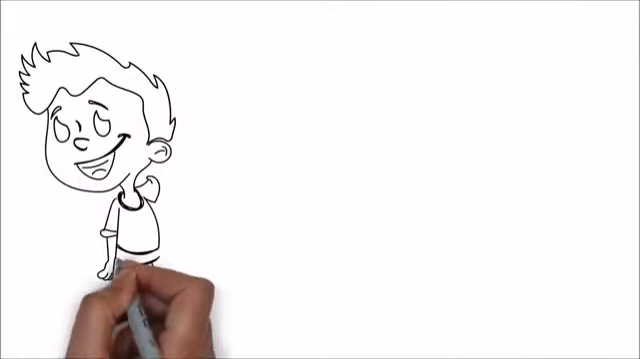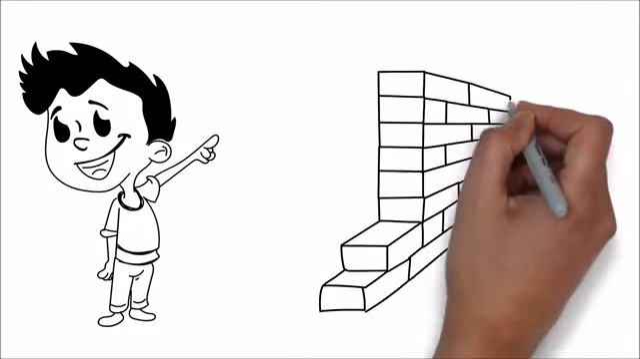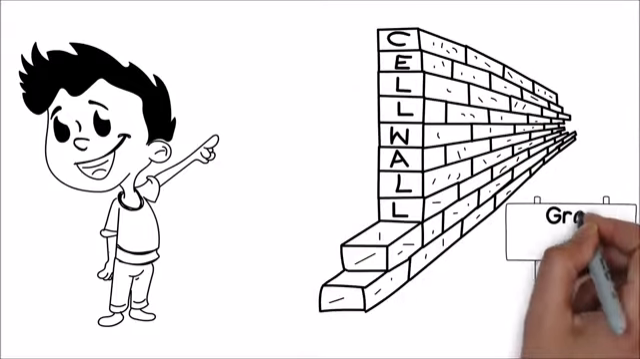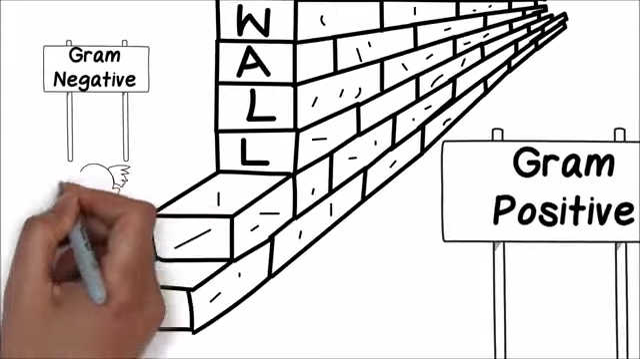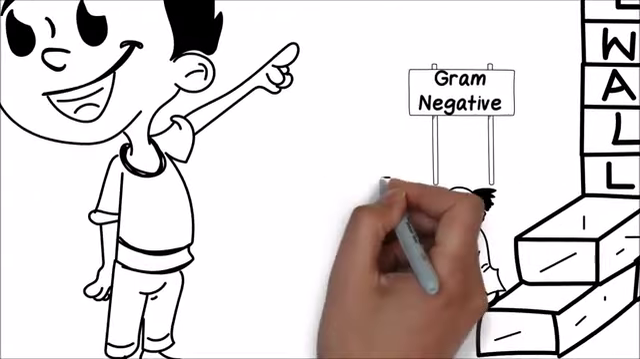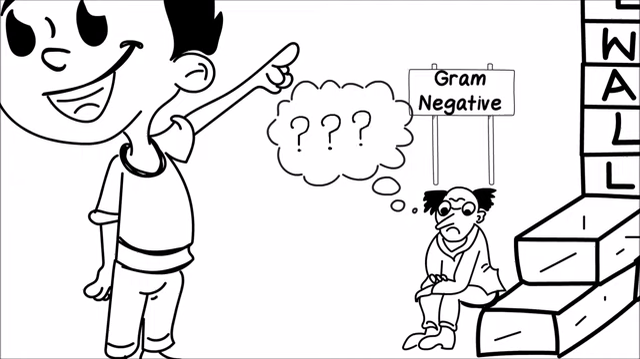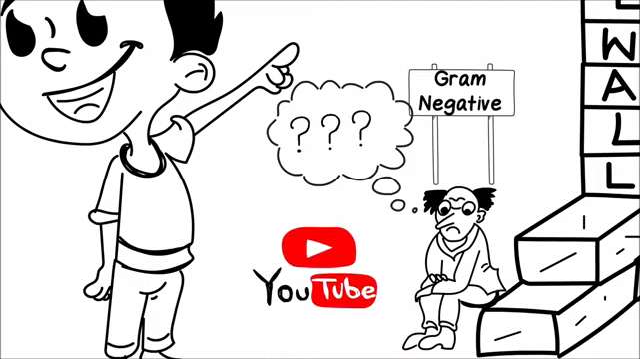The widely accepted theory is based on the differences in the cell wall composition between the gram-positive and gram-negative bacteria. To understand the cell wall composition better, please do watch my video on the structure of cell wall by following the link in the description.